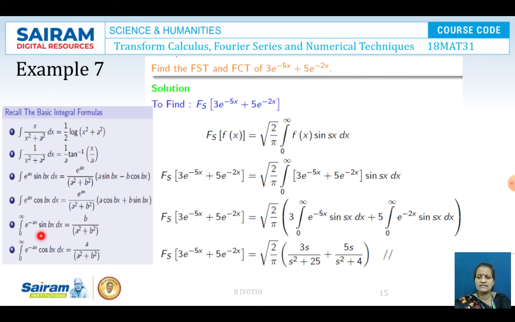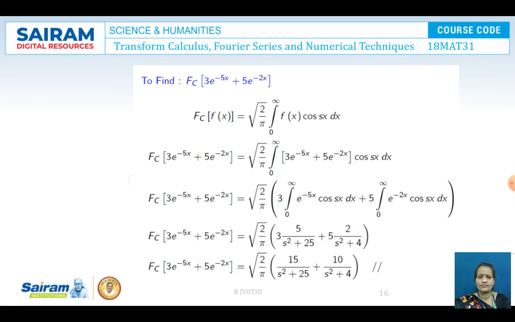e power minus ax into sin bx is given by b divided by a square plus b square, and for cos it is this, where we require only sin, that is b divided by a square plus b square, where b is given by s, therefore we are getting 3s divided by s square plus 25 and 5s divided by s square plus 4.